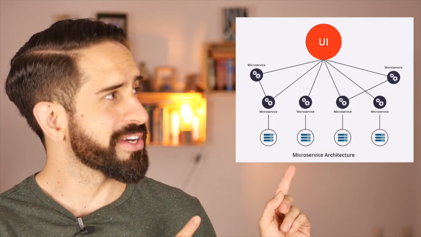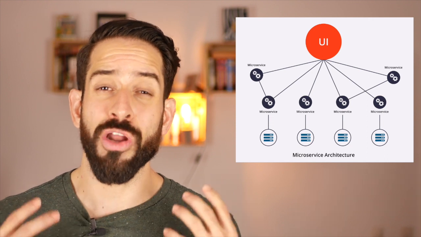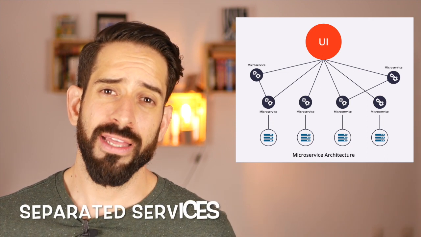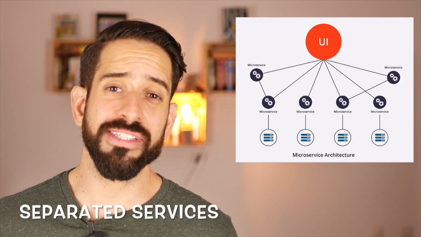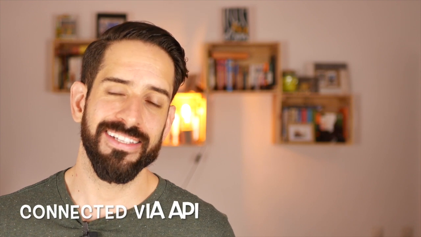What is a microservices architecture? Basically, a microservices architecture is a way you will see, again, right over here, an example. Each service is its own app, right? And each service has its own server, and they are connected via APIs. That's the idea.